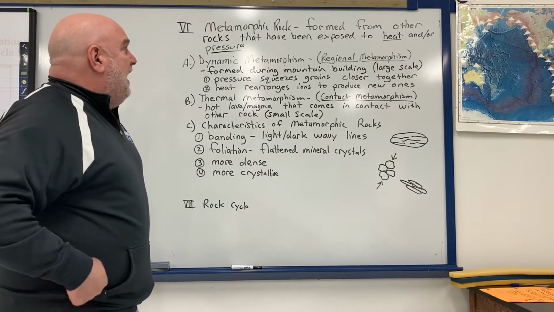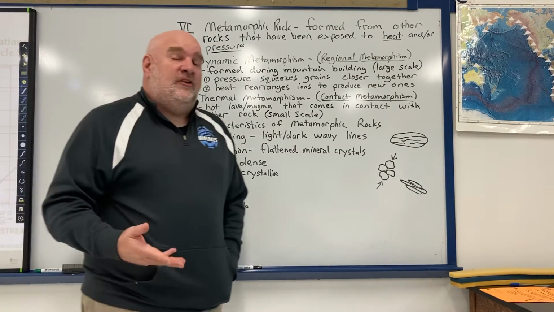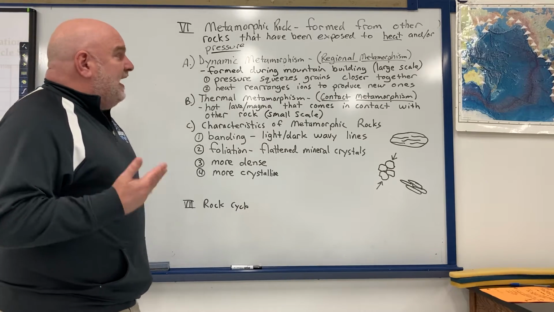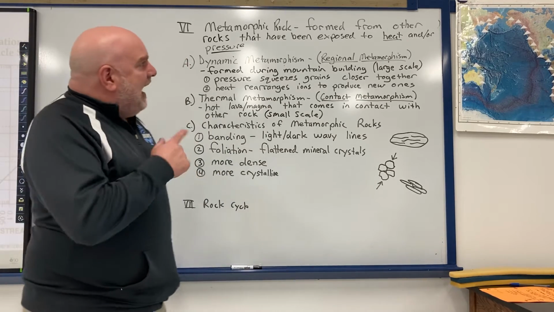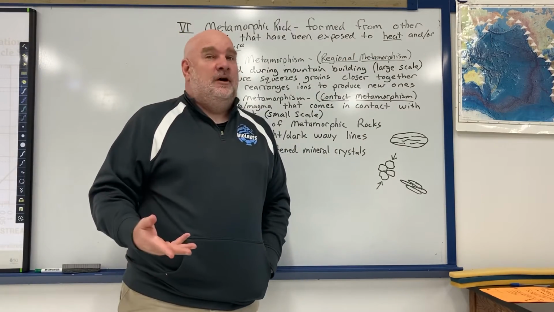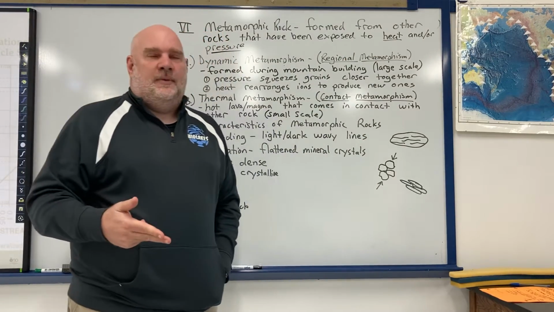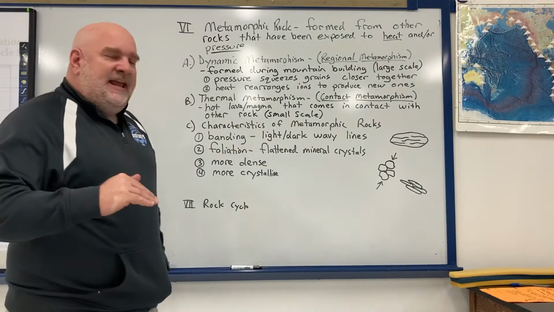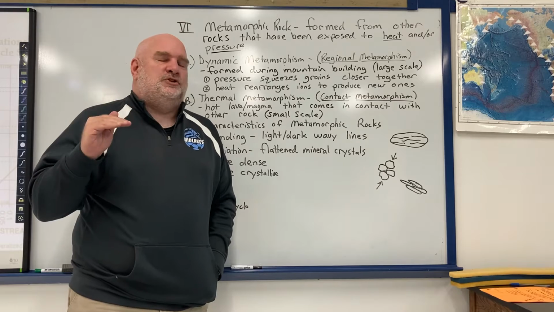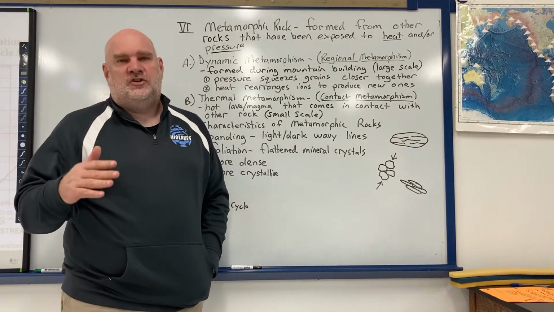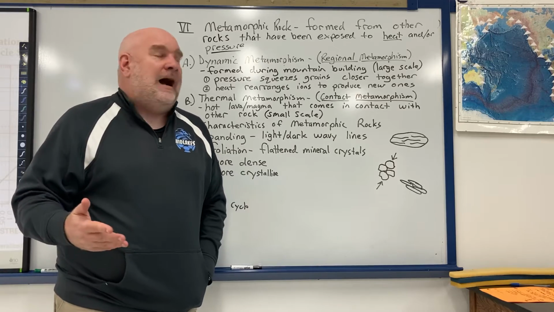Metamorphic rocks form if I take a pre-existing rock and I expose it to heat and pressure. It can create a new rock. Now, not enough heat to melt it, because if I added so much heat that I melted it, I'd get magma, and that would just become an igneous rock. But if I heat it up close to the melting point temperature, what can happen is characteristics of that rock will change, so much so that it's considered a new type of rock.